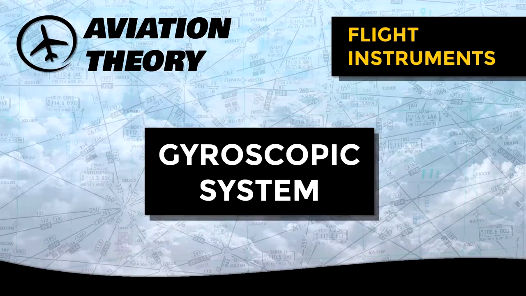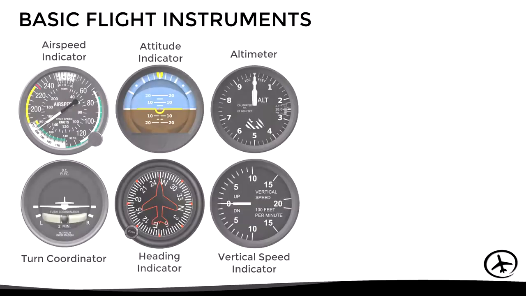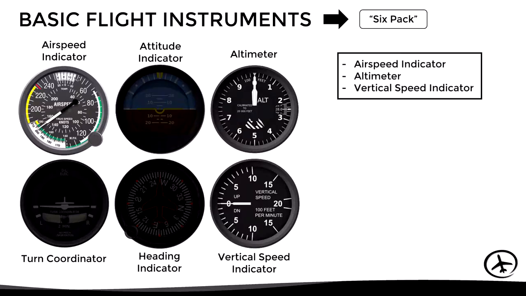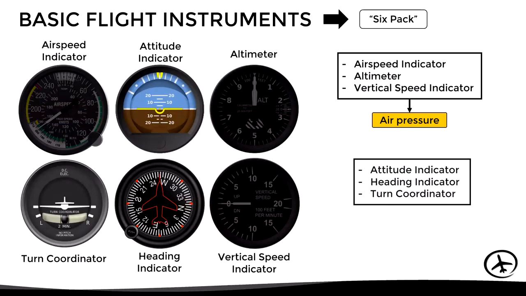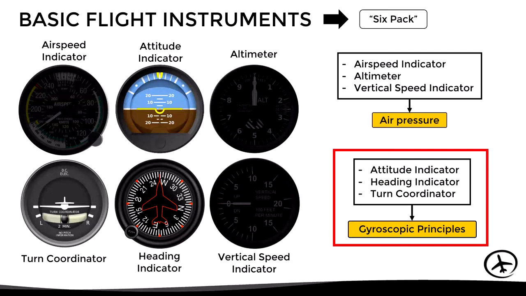Today, we will talk about the gyroscopic system, which is used in some of the basic flight instruments, also known as the six-pack. As we know from previous videos, the airspeed indicator, the altimeter, and the vertical speed indicator use air pressure to give their indications by means of the pitot static system. While on the other hand, the attitude indicator, the heading indicator, and the turn coordinator use gyroscopic principles to give their readings by means of the gyroscopic system, which we will discuss in this video.